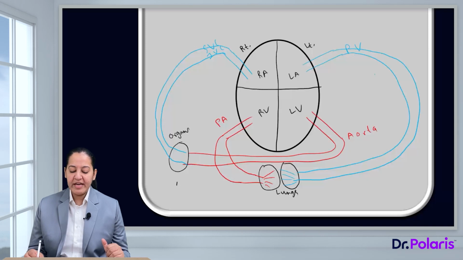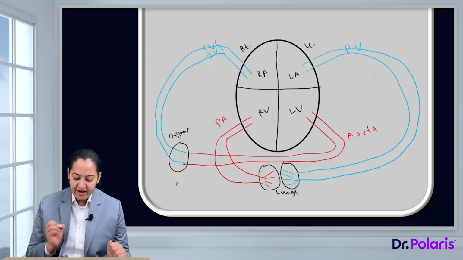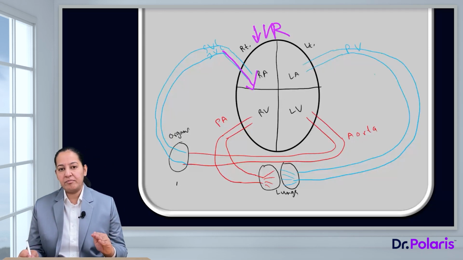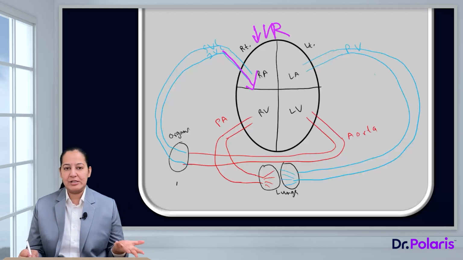Imagine the body is having less than 5 liters of blood, either due to trauma, dehydration, diarrhea, vomiting, or anything else. If less than 5 liters of blood is present, less venous return is there. So venous return is less. Venous return is the amount of blood coming in the right auricle from the SVC and IVC. Since less volume is present, there is less venous return.